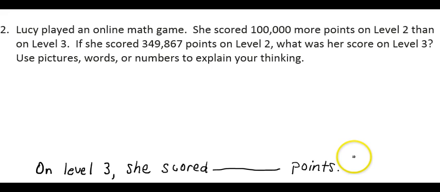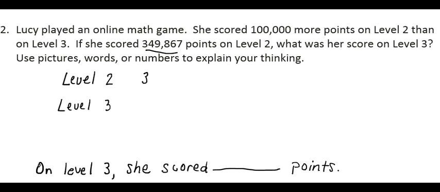Now let's take a look at the problem. We know that she worked on two different levels. So we have level 2 and we have level 3. We also know that she scored 349,867 points on level 2.